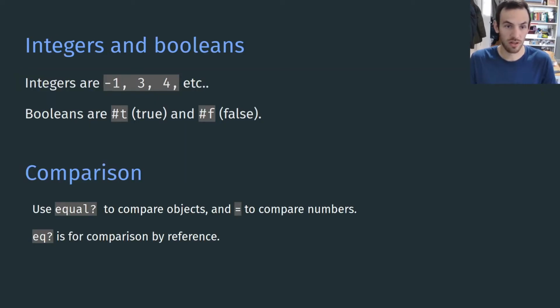Then the constants that we are going to use are integers, which are the same integers that you've seen in other languages, and then booleans, which are #t for true and #f for false. To compare these integers and booleans, or more generally to compare these objects, we use equal question mark. And the equal symbol is only for comparing numbers. You'll sometimes see eq question mark, but it's only for comparison by reference, and we won't need it in the context of program synthesis.